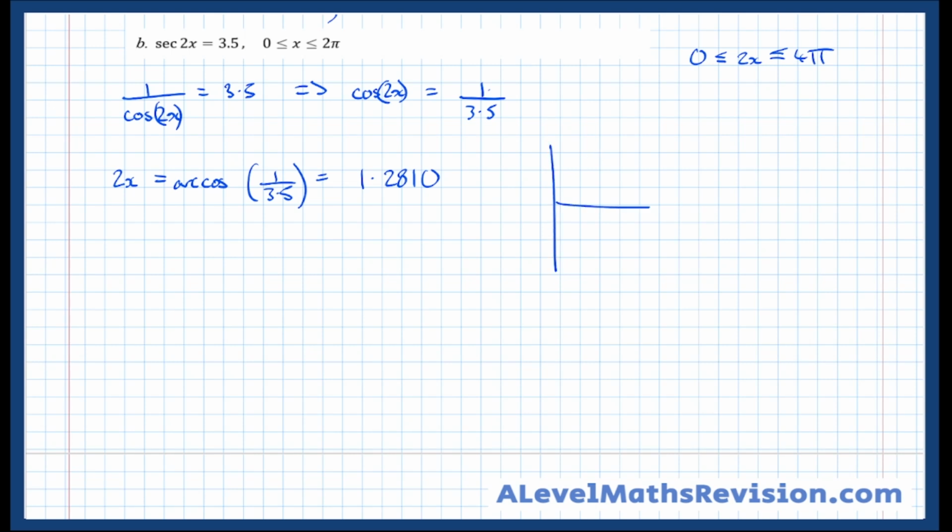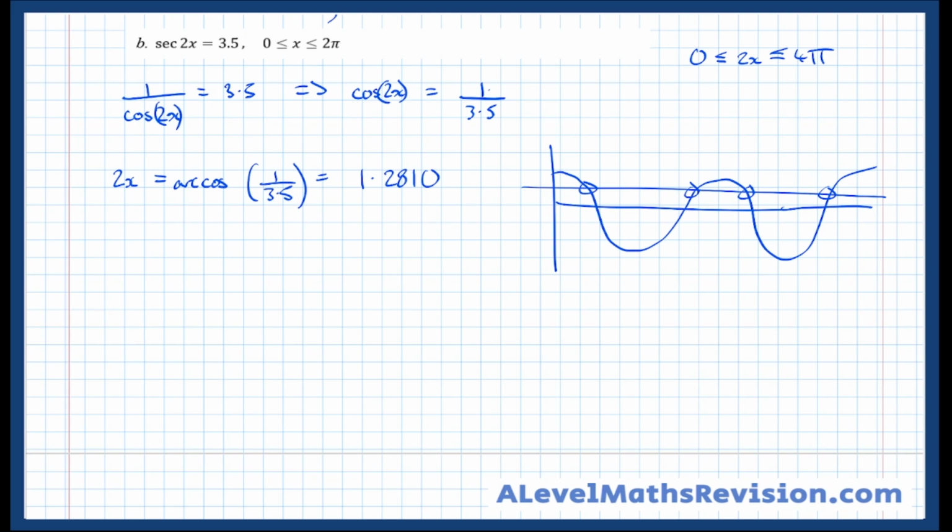So, drawing the relevant cos graph. Remember, it goes all the way from 0 to 4 pi, so we're going to get 2 cycles of the cos graph, like that. I can see that what's going to happen here, try and do it a straighter line than that, I can see there's going to be 4 solutions there.